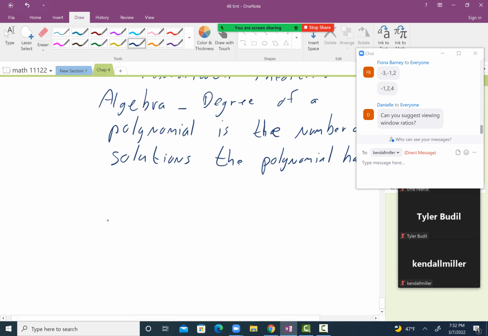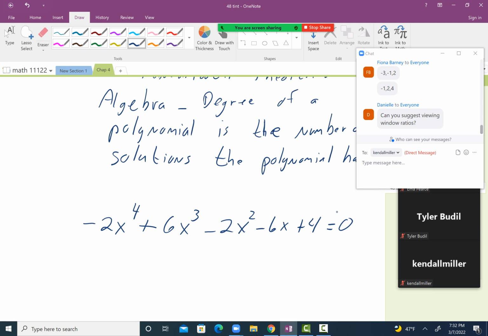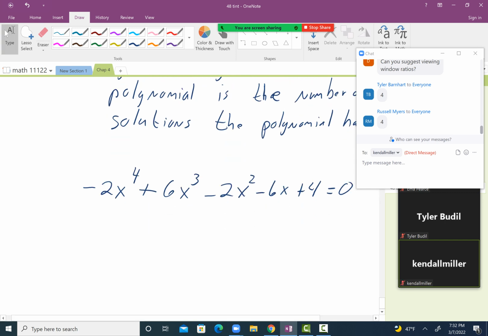So here's another one I want you to solve. So we're going to go negative 2x to the fourth. Uh-oh, now we're going to do a fourth. Plus 6x to the third, minus 2x squared minus 6x plus 4 equals 0. Now, if the fundamental theorem is right, then how many solutions should this have? 4, right? It's going to have 4. Well, go graph them and see how many you find.